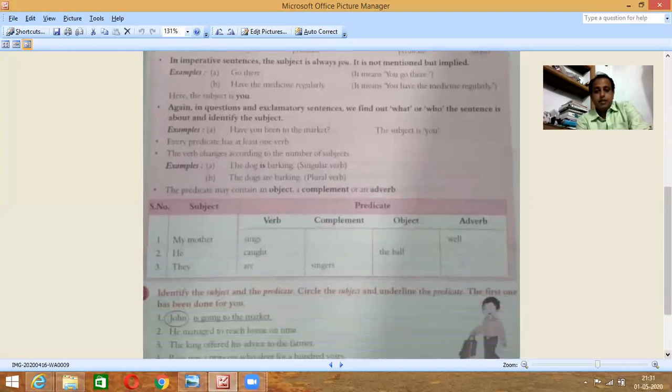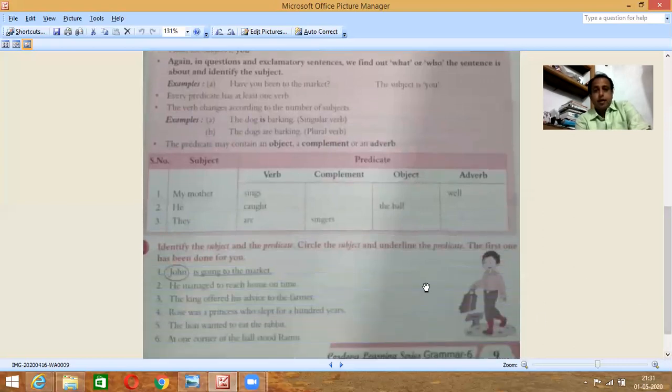Now, you can see there is a chart. A sentence has two parts, subject and predicate. A predicate part has these things. First, the verbal part, verb or verbal part. Verb should be with the predicate part. Then the subject, we can segregate the subject from the sentence. Suppose I give you a sentence like this: my mother sings well. Subject is my mother. Then predicate part is sings well.